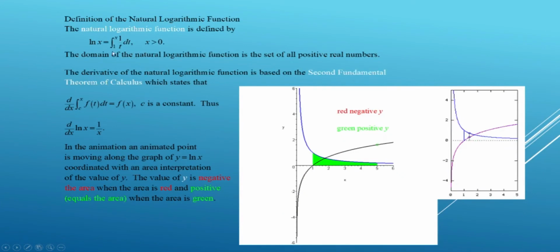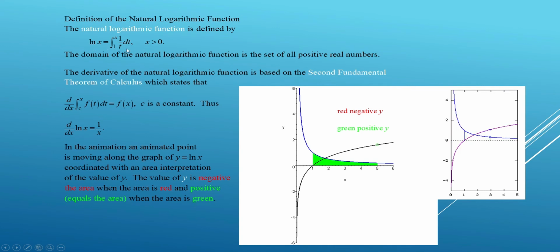The definition of the natural log function in calculus is that ln x, ln the abbreviation for natural logarithm, is the integral from 1 to x of 1 divided by t with respect to t for x positive. The natural log function is only defined for x positive, so its domain is the set of all positive real numbers.